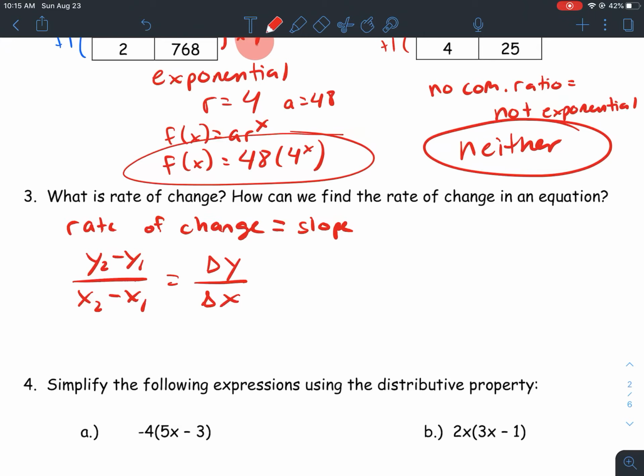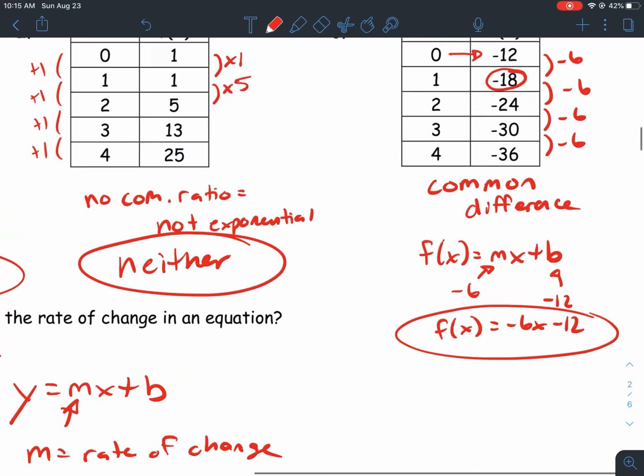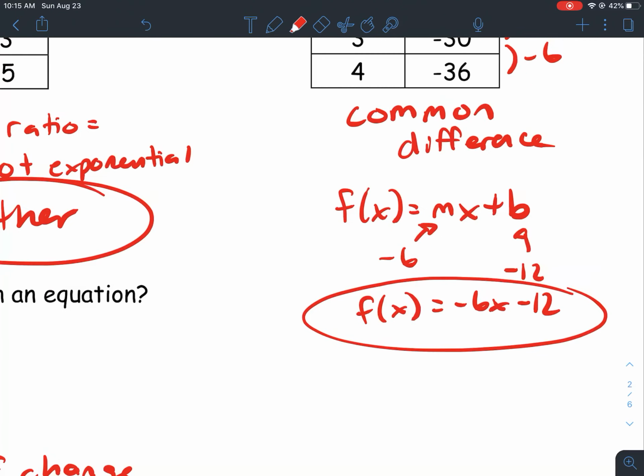Now, if you're looking at a linear function, a quick way to know the rate of change is just m. So if we look up here for number 3, this was a linear function. Our rate of change would have been -6.